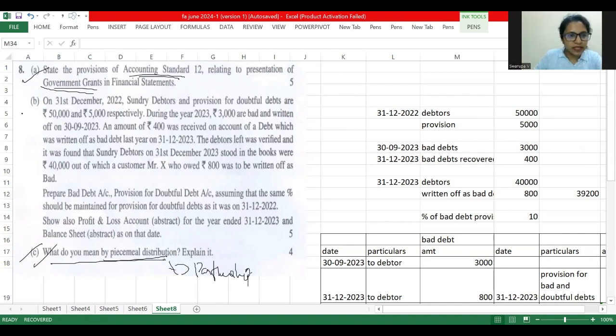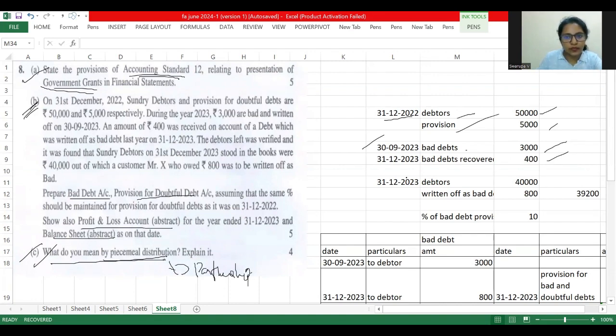So we have 8B where we need to practically solve the question. So it is about preparing bad debt, provision for bad debt, okay, and showing the effect in the P&L account and balance sheet. So as on 31/12/22, debtor is given, which is 50,000, provision for doubtful debt, which is 5,000. Okay, and on 31/12/2023, there is a 3,000 which was written off as bad debts. Okay, and 400 is being recovered, which was earlier written off as bad debts, but now it is being recovered.